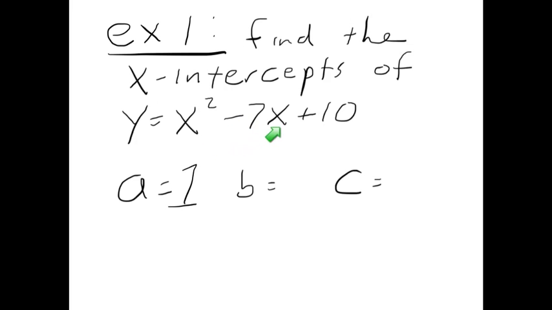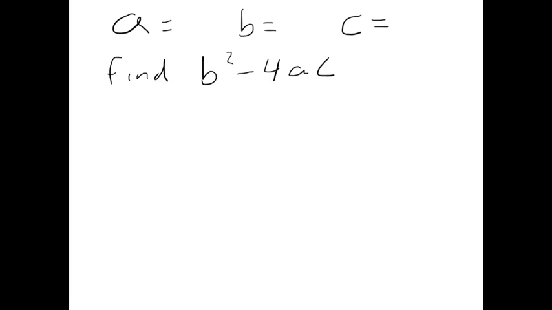B is the coefficient of the x term, so it's this right here, negative 7, not just 7. It's very important that that's negative. And C equals the constant, 10. So we had A is 1, B is negative 7, and C is 10. We're going to just plug those numbers into b squared minus 4ac.